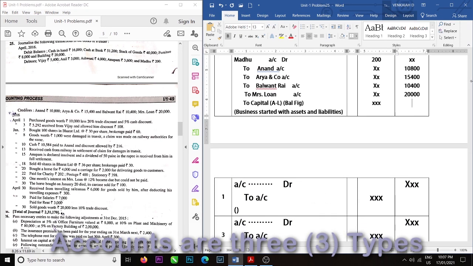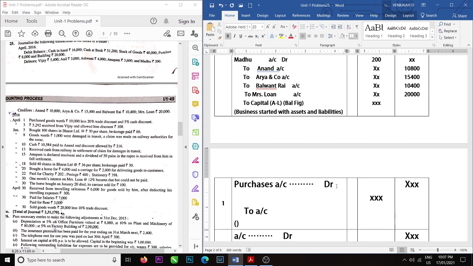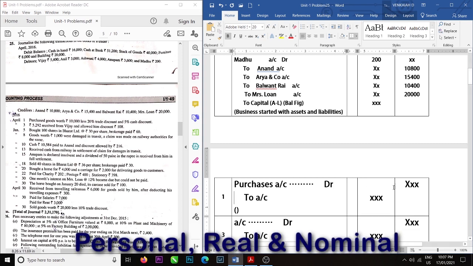Come to the 1st April. Purchased goods worth rupees 10,000. So purchases account debit. And there will be some discount also there. The discount is a benefit to us. Goods value is how much? 20% minus means 8,000, to cash.